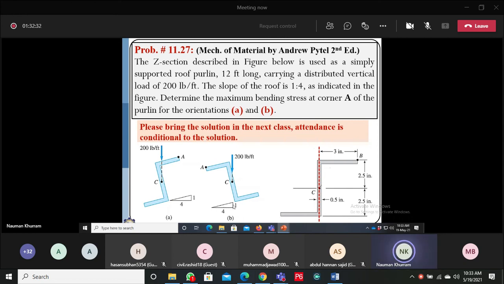So how can you evaluate? You can determine the stress at point A. You will determine the flexure stresses by using both orientations. The case which is subjected to less stress will be more suitable or less critical. The case which is subjected to higher stress will be more critical or not suitable.